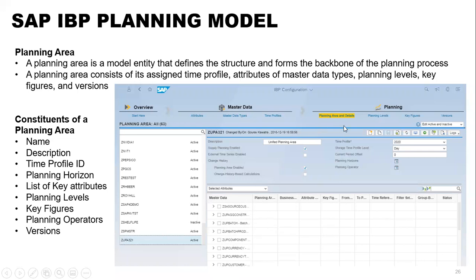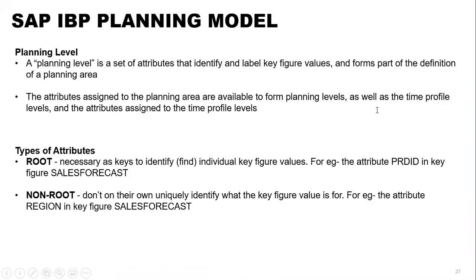Okay, once you set this up, you will have the list of master data, and within the master data you will have the respective attributes. So now with the help of those attributes, we'll create the planning levels. Okay, so planning level is just a set of attributes which we use to define the key figures, right?